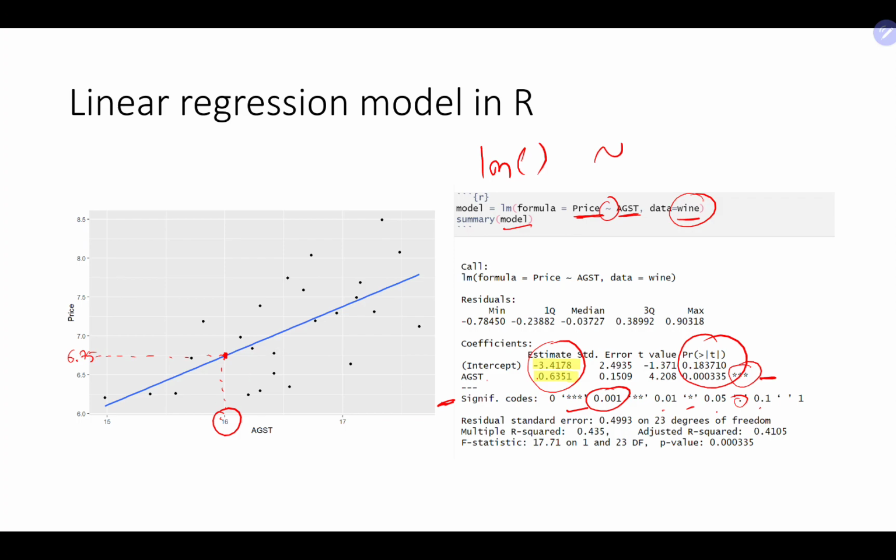As long as you give the model the value of AGST, in this case 16, it will multiply 16 with its coefficient, which is 0.6351. It's found by the model. So let me write the model here: 0.6351 times AGST, minus 3.4178. If it is 16, you put 16 here, multiply with 0.6351, and then subtract 3.4178 from that value, and you obtain the result. Just by looking at where this line intersects, it will be a close value to 6.75. All right, so that's how the predictions are made.